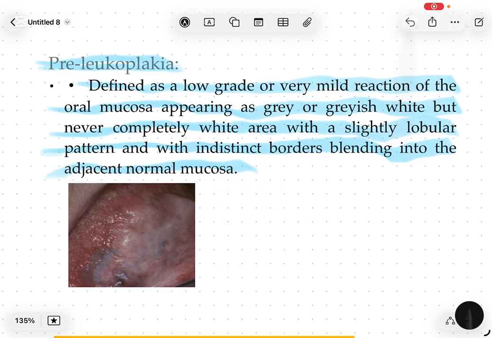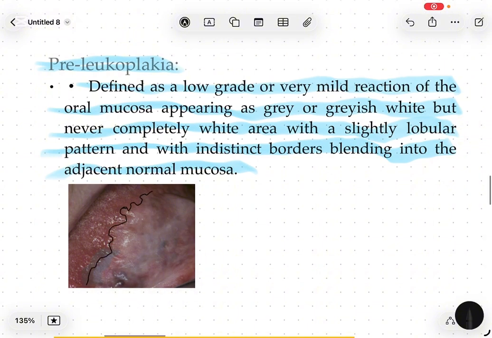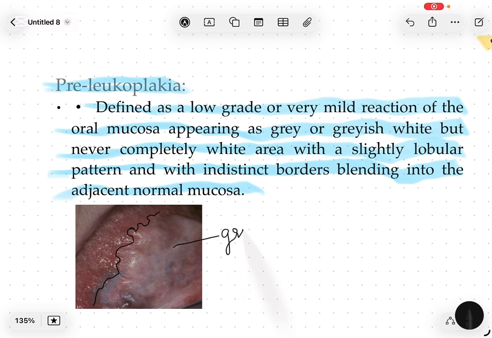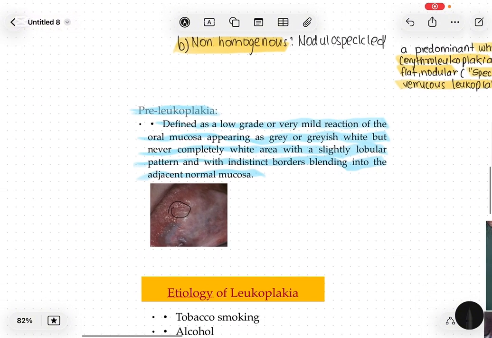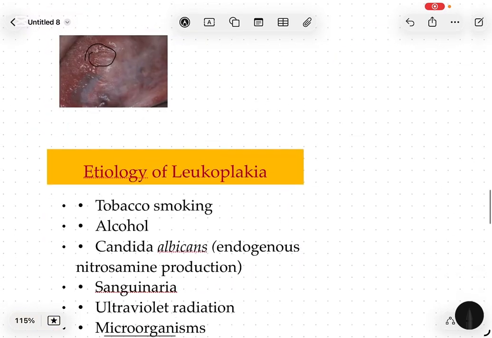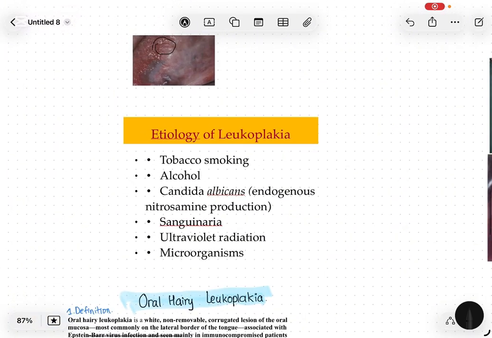As you can see, I underlined it, but the borders are not very distinct like in the previous lesions. So this is pre-leukoplakia. It is gray to whitish, with a low grade and very mild reaction of the oral mucosa. The borders are totally blended with the normal mucosa. This is also a condition that can sometimes be asked in viva. Not so important for the theory exam if you are a TU student.